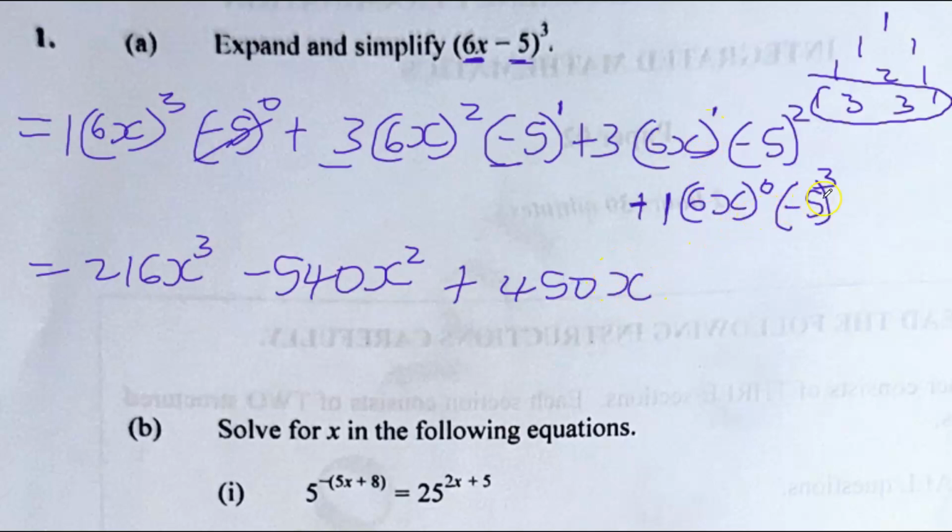And the final term, we have 6x raised to the power of 0. That's just 1. And we have negative 5 all cubed. That's minus 5 times minus 5 times minus 5. That's minus 125. So that's our expansion. Let's move to part B.